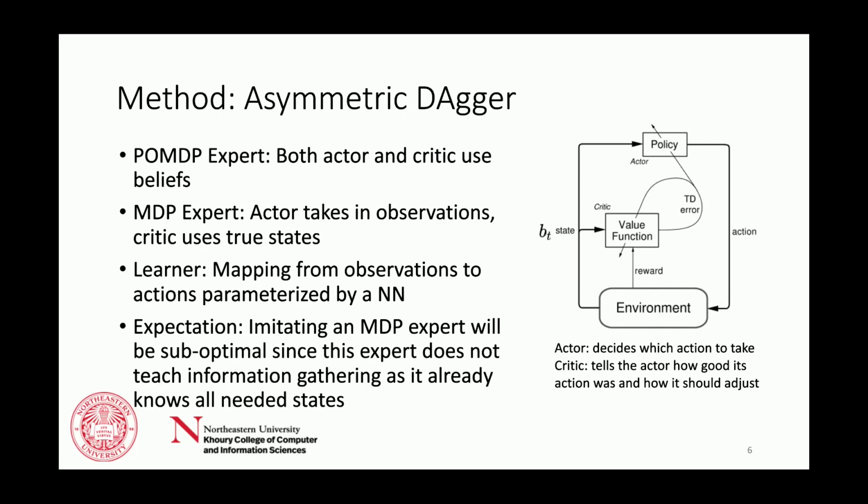We experiment with two experts. A POMDP expert is an actor-critic agent that has the beliefs as the input for both actor and critic, and the MDP expert is an asymmetric actor-critic in which the actor takes in observations while the critic takes in true state. Finally, our learner is a neural network mapping from observation to action.